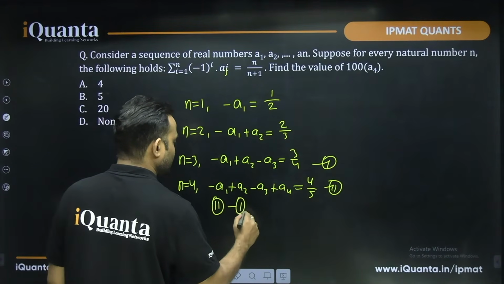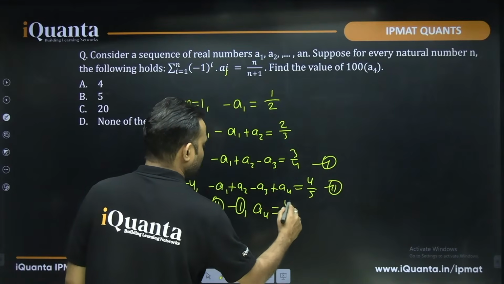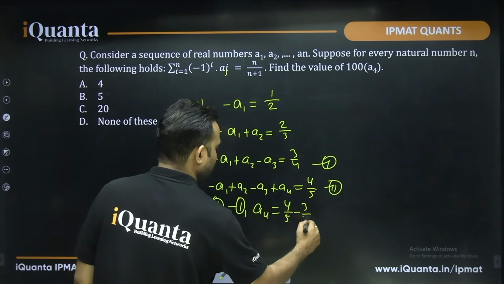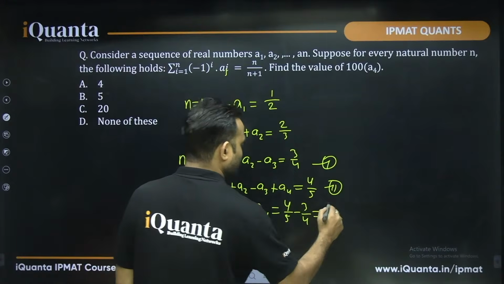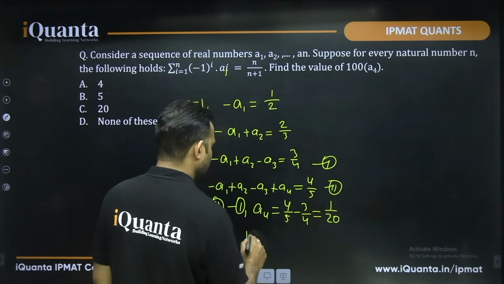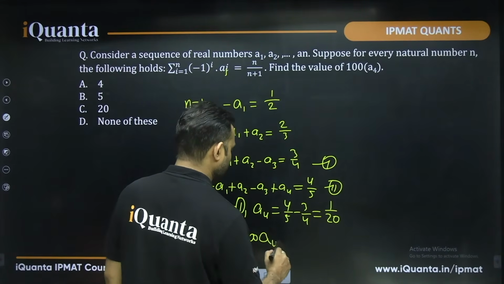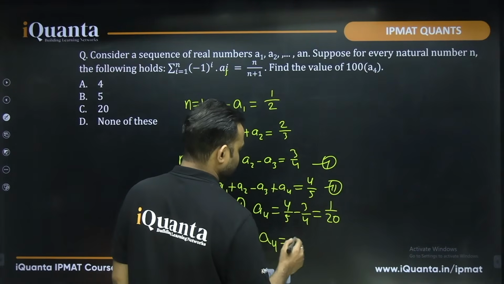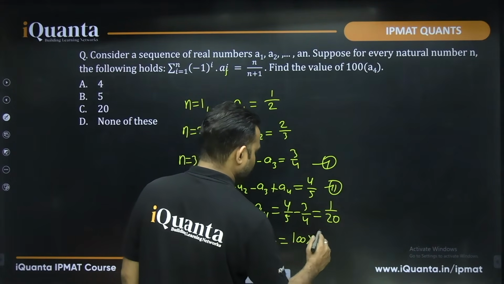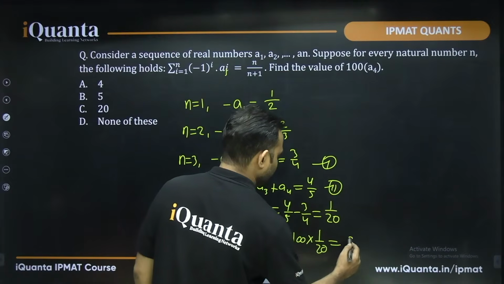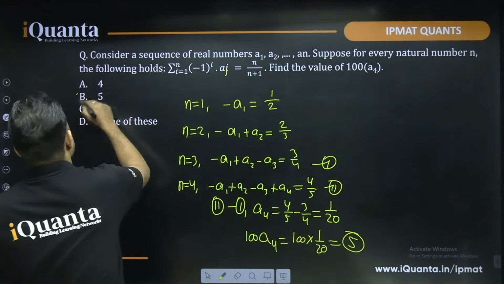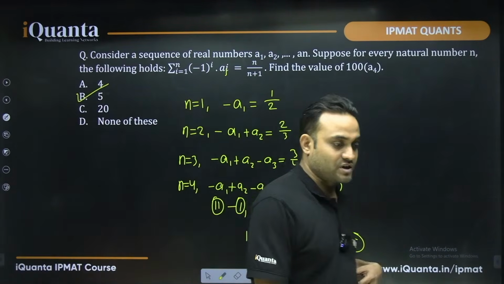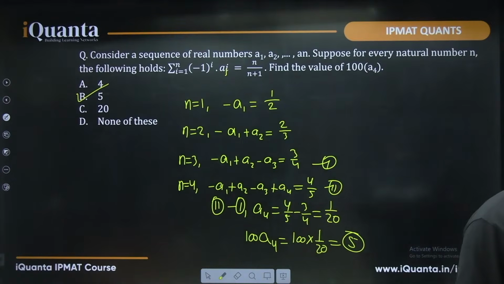Equation 2 minus equation 1 gives us a4, which is 4 by 5 minus 3 by 4, that is 1 by 20. So 100 times a4 is equal to 100 times 1 by 20, which is equal to 5. That's the answer that we are looking for. Answer is 5, not 20. Okay guys, answer is 5. Okay Vaibhav?